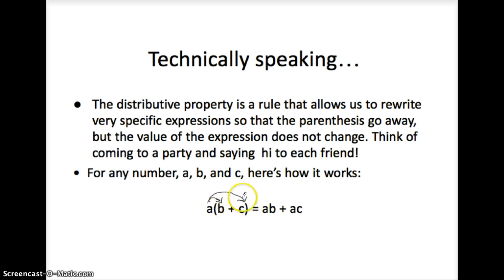Every time you see parentheses with no operation sign, like a plus or minus sign, this means to multiply. Parentheses, please write this down: parentheses means to multiply. Okay? Let's look at the next slide.